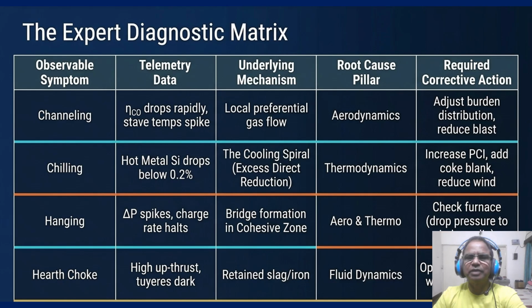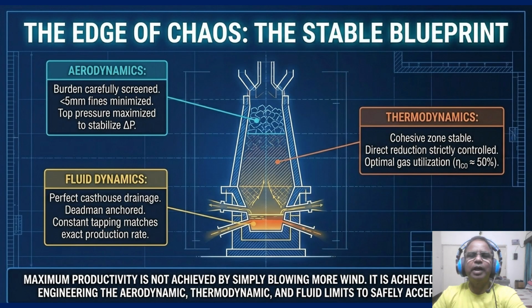And in conclusion, maximum productivity is not achieved by simply blowing more wind. Look at this stable blueprint on the final slide. It's basically a synthesis. Aerodynamics requires a screened burden and stabilized flow. Thermodynamics requires a stable cohesive zone and around 50%. And fluid dynamics requires perfect cast house drainage to keep the deadman anchored. So we operate at the edge of chaos.